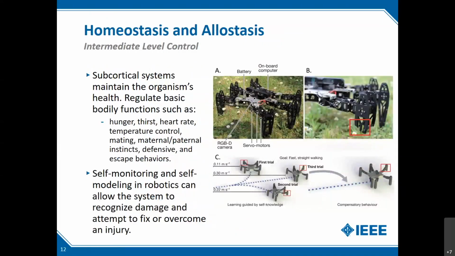Next slide. At the intermediate level, we have monitoring of the self and the internal systems. A lot of times it's called homeostasis, where you're trying to achieve some level that's healthy for the system, whether it's hunger, thirst, your heart rate, or, with engineered systems, battery level and heat. There's also the concept of allostasis, which means that these set points can change, and you want to predict what they should be and then set a new set point for your homeostatic system.